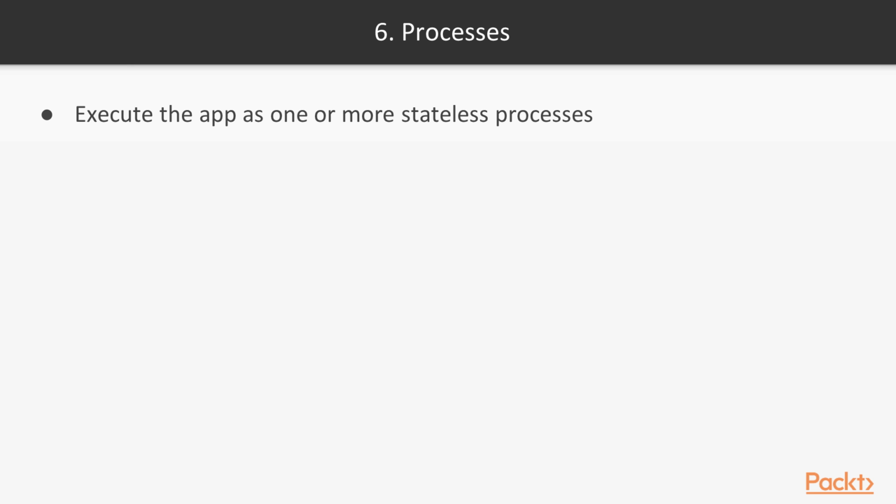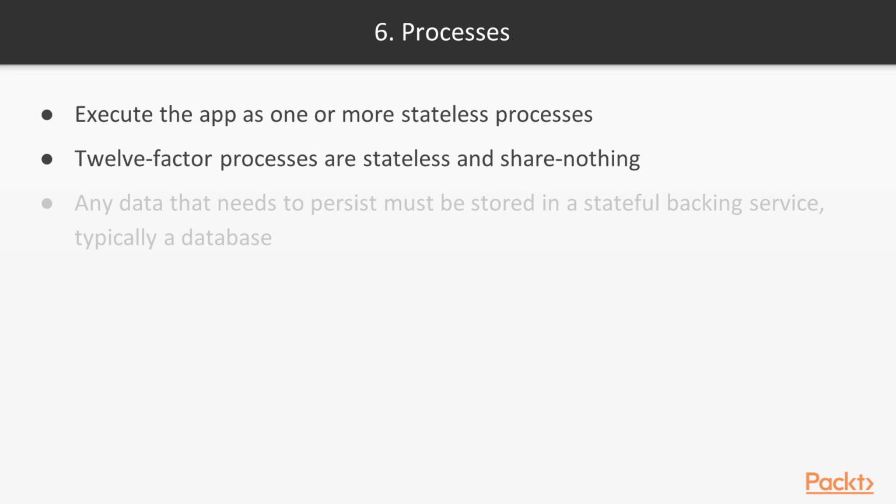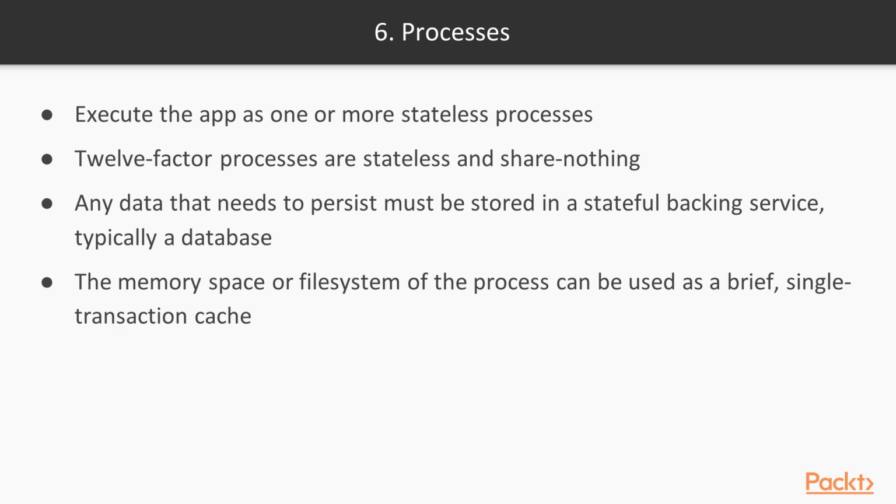The sixth rule of our 12-factor app is processes. We need to execute our app as one or more stateless processes. 12-factor app processes are stateless and share nothing. Any data that needs to be persisted must be stored in a stateful backing service, and this is typically a database. The memory space or file system of the process can be used as a brief single-transaction cache, for example downloading a large file, operating on it, and storing the results of the operation in the database.